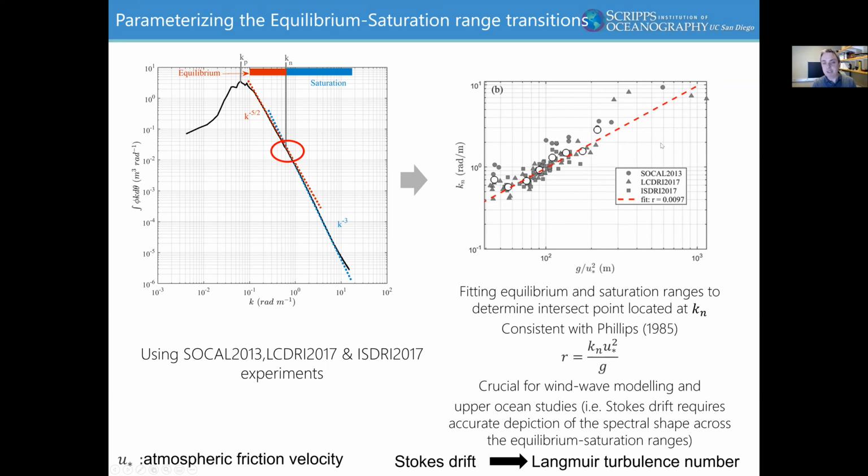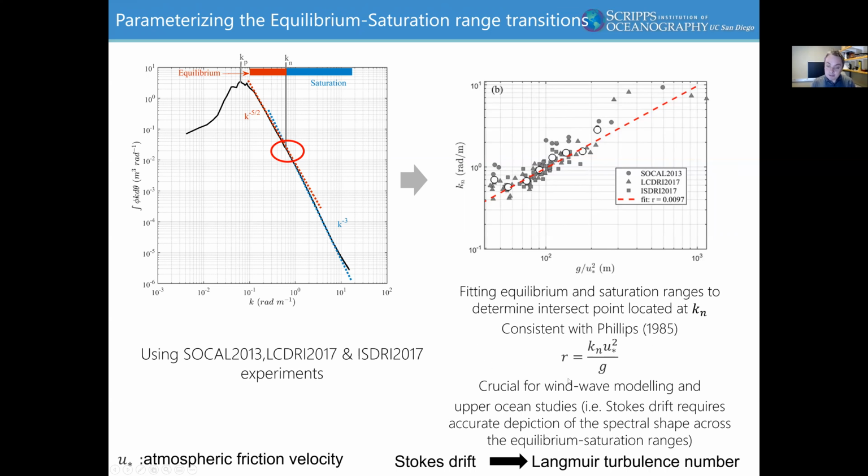And this is effectively what I'm showing here. Here I'm showing a relationship that allows you to parameterize or predict the transition between the equilibrium and saturation range just based on g over u*², or really just based on u*, which is great. And you can see that there is a very nice collapse of all those data over a broad range of environmental conditions for 3 different experiments, which is quite remarkable.